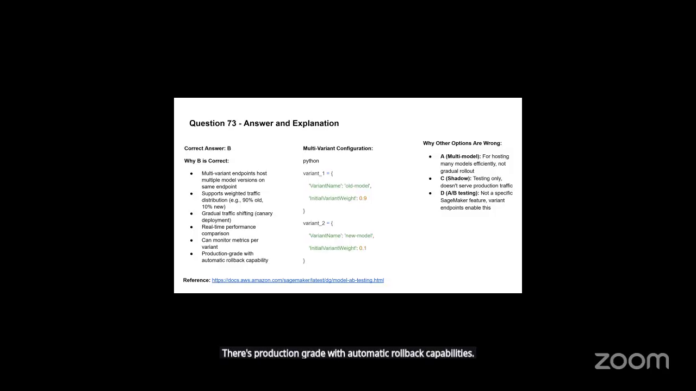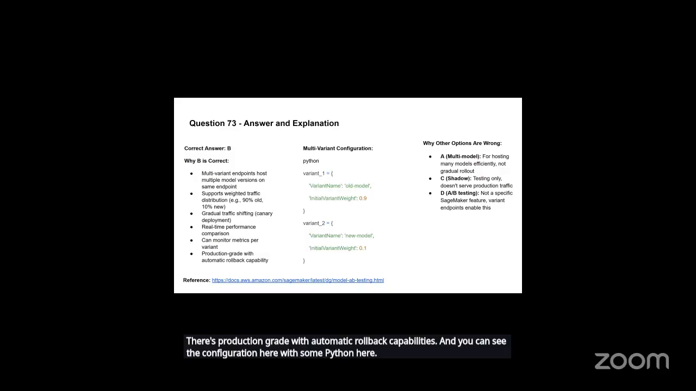And you can see the configuration here with some Python showing the variant name with the variant weight for the old model at 0.9 and the new model at 0.1. So that's a 90-10 split.